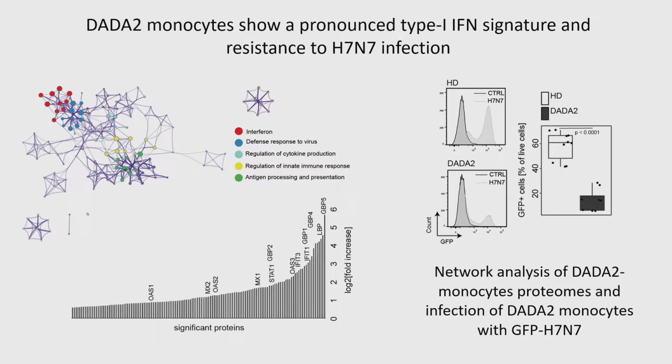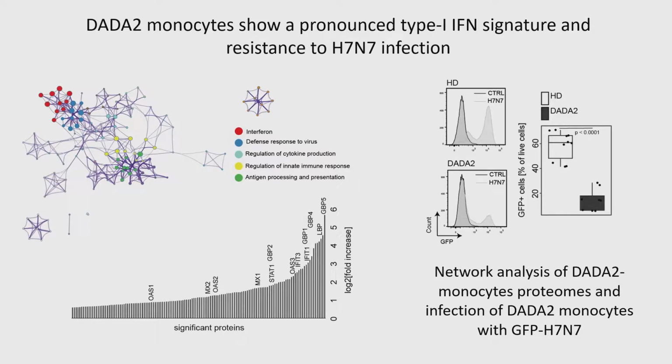In agreement with this very strong increase in interferon signaling, we tried to infect the cells with GFP coding viruses, using sorted monocytes from ADA2 deficient patients and wild-type controls, and we observed that the ADA2 deficient monocytes are strongly resistant to infection with a virus. Here is a flow cytometric analysis of GFP infection 24 hours after exposure to virus.